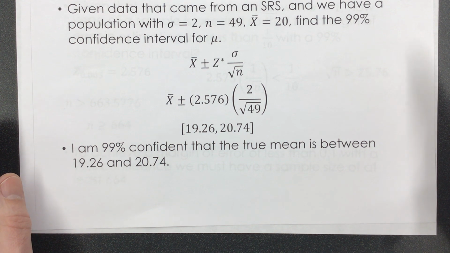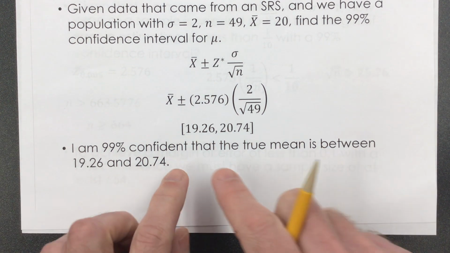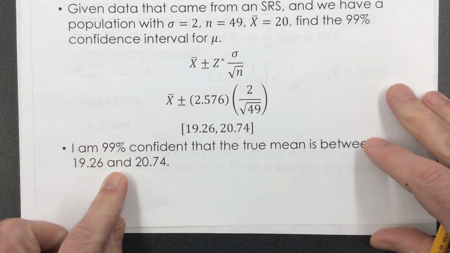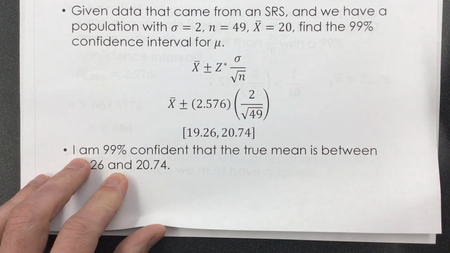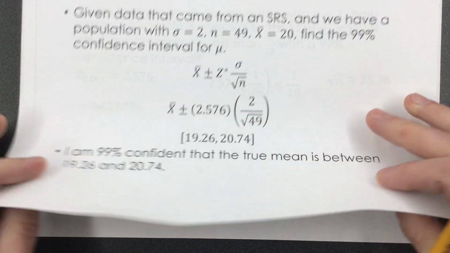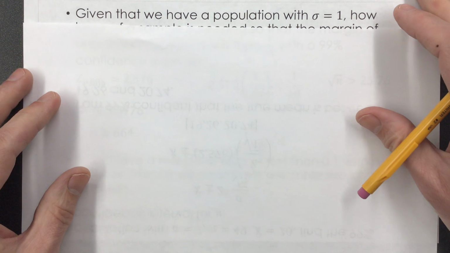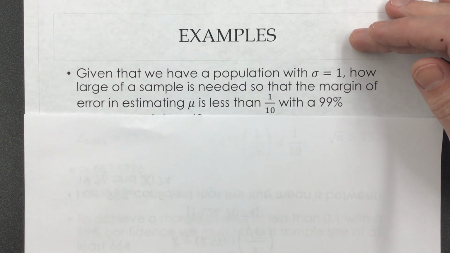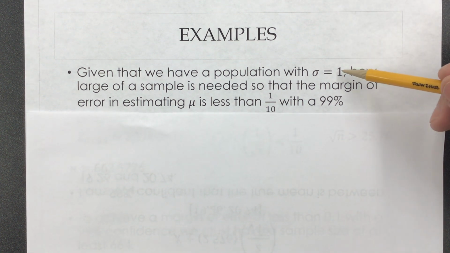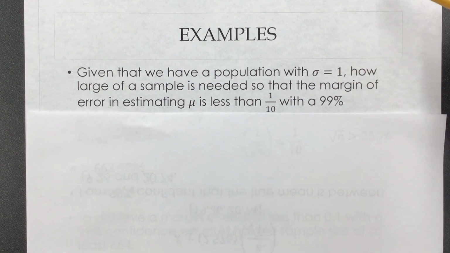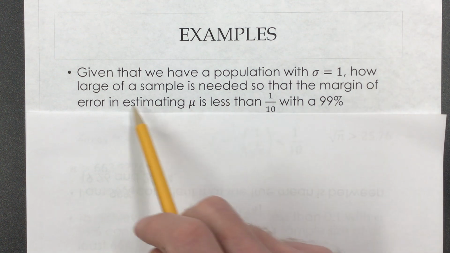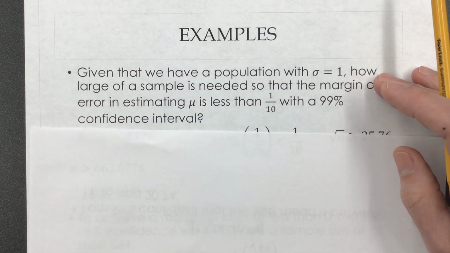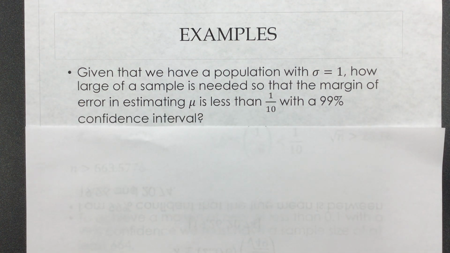So validate the calculation, do the calculation, and then give me a statement stating both the confidence level and the interval. Okay? And you should have this in context whenever there is context. Okay, so units. All right, let's try another one. All right, let's say we have a population with a standard deviation of 1. How large of a sample would I need to take so that I get a margin of error less than 0.1 with a 99% confidence?